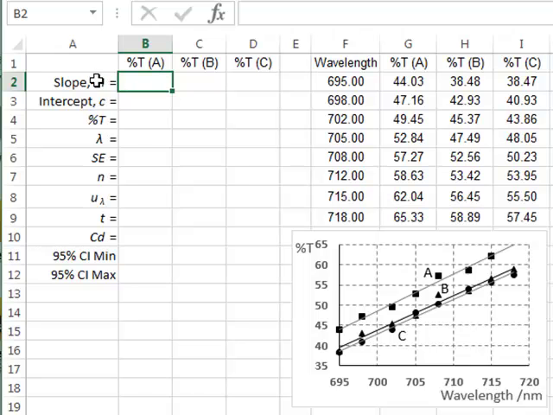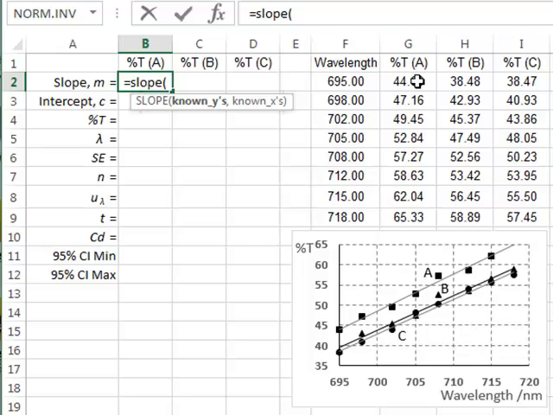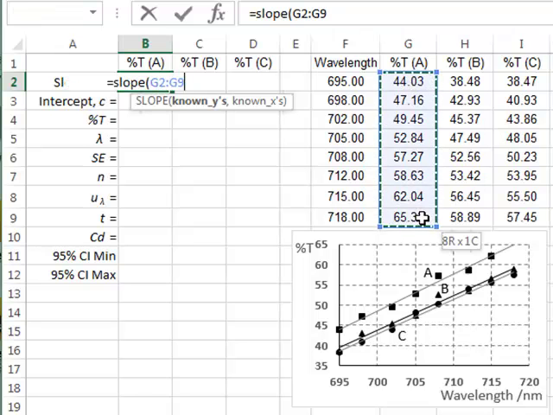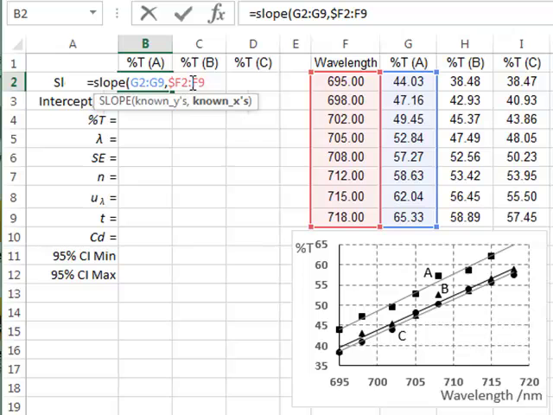the Excel functions for slope and intercept. And so for slope, we identify the known Y values, which are the percentage transmissions, the comma, and the known X values are the equivalent wavelengths. At a later point in the analysis, we will copy data across columns, but we wish to lock the wavelength data to column F, so we will enter a dollar sign in front of the F column.